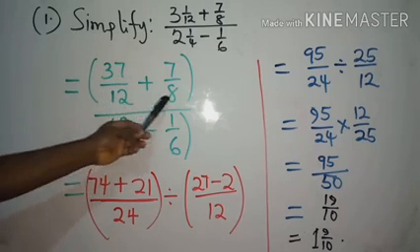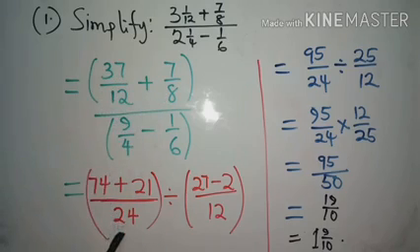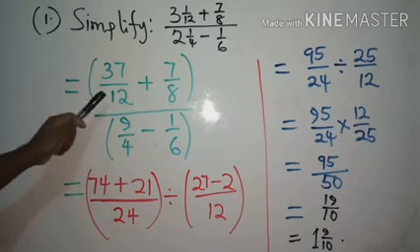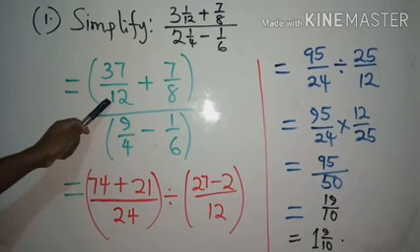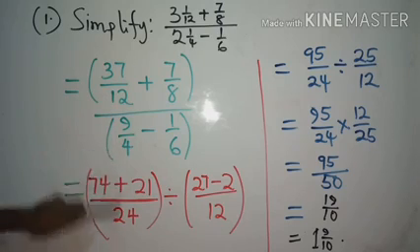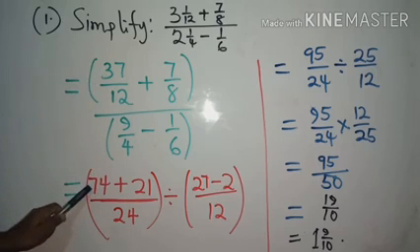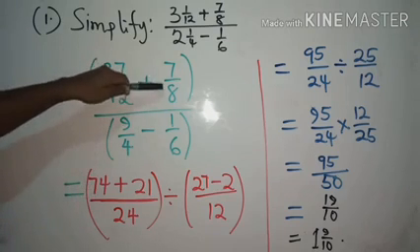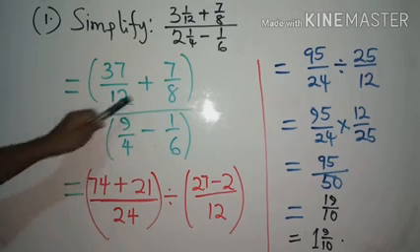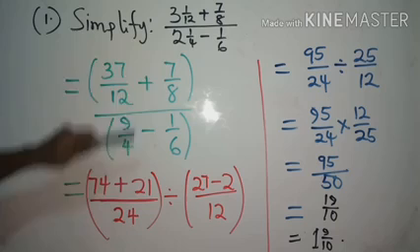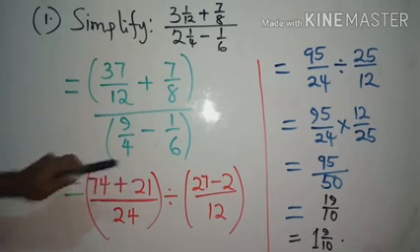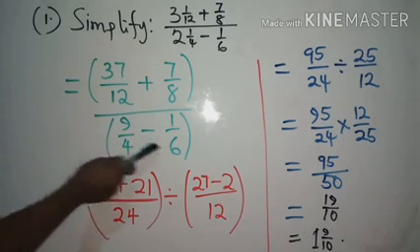So the LCM of the denominator here is 24. So 12 in 24 is 2. So the 2 times 37 will give you 74. Then 8 in 24 is 3. 3 times 7 will give you 21. So you can do the same thing with the denominator.